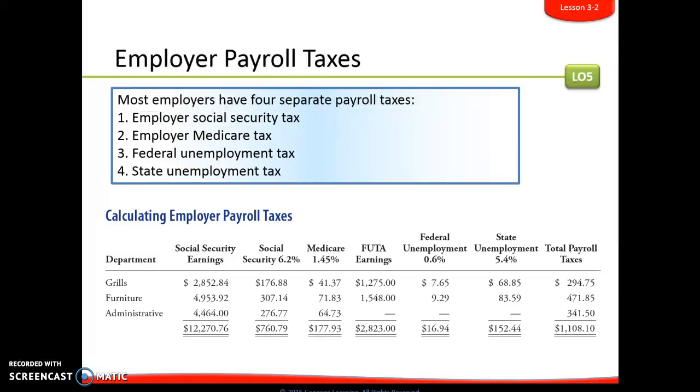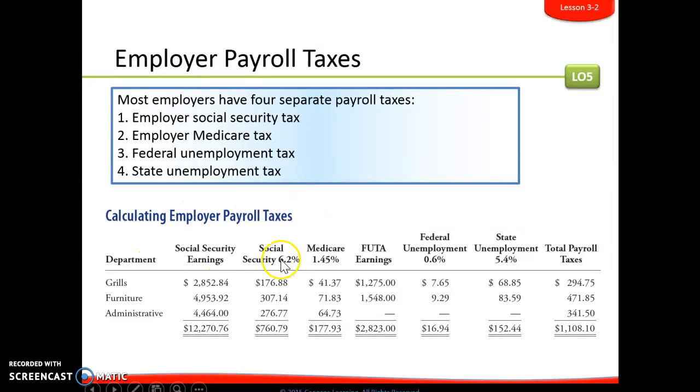Okay, employer payroll taxes. So most employers are going to have 4 separate payroll taxes. Social Security tax, Medicare tax, and unemployment tax for federal and for state. So when they look at the Social Security and Medicare, the employee pays Social Security, but also the employer. Same thing with Medicare. The employee and the employer are going to pay Medicare tax.